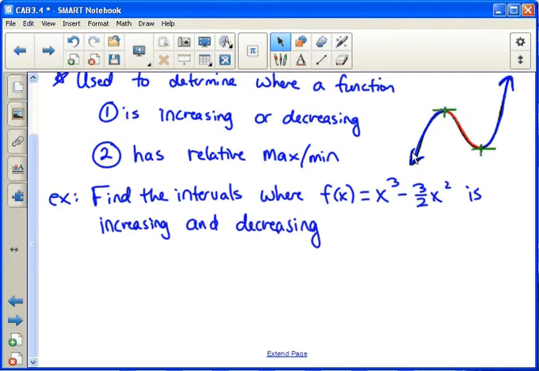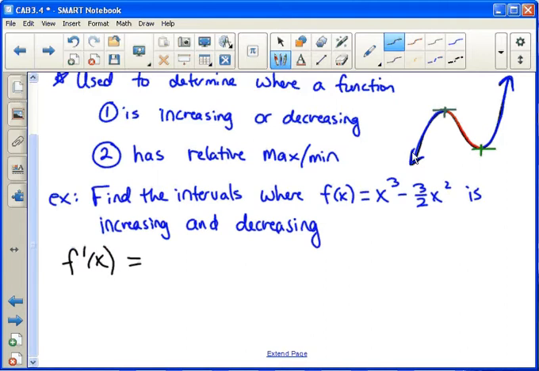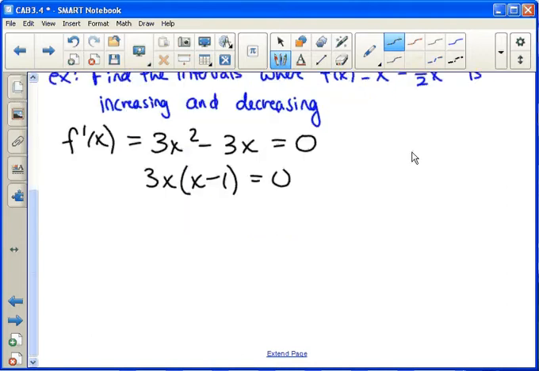So I'm going to take the derivative of my function and set it equal to 0. This won't have a place where it doesn't exist, so we'll just focus on where it equals 0. Factor out 3x, then set both pieces equal to 0, and you should find that x equals 0 and x equals 1 are the two critical numbers. Now there can be no critical numbers, there can be 1, 2, 3, there can be any number of them.